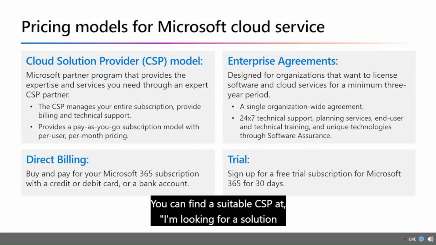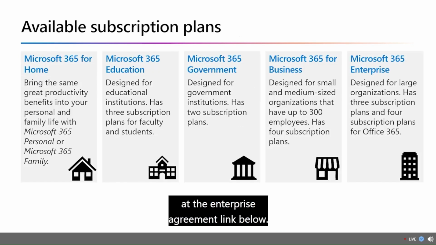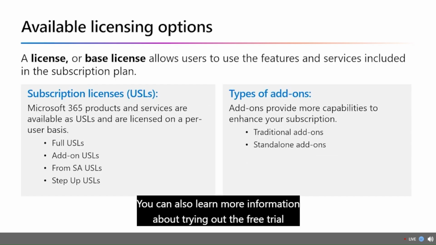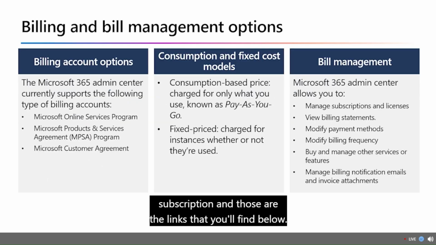You can find a suitable CSP at "I'm looking for a solution provider." There's also the opportunity to learn more about the benefits of Microsoft Enterprise Agreement at the Enterprise Agreement link below. You can also learn more about trying out the free trial subscriptions at "Try or Buy Microsoft 365 for Business subscription," and those are the links that you'll find below.